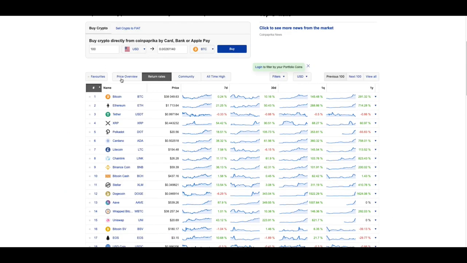I wanted to show you this because this is fascinating to me. I want you to look at the 1 year returns on these things. Bitcoin 291%, Ethereum 714%, XRP 60%. Polkadot is -93%. Cardano is +758%. Litecoin 113%. Chainlink 823%. Binance Coin 200%. Look at this one. Dogecoin, that's hilarious.